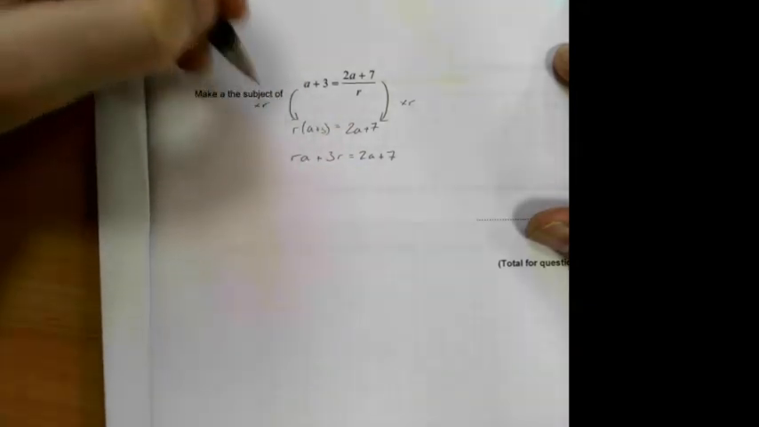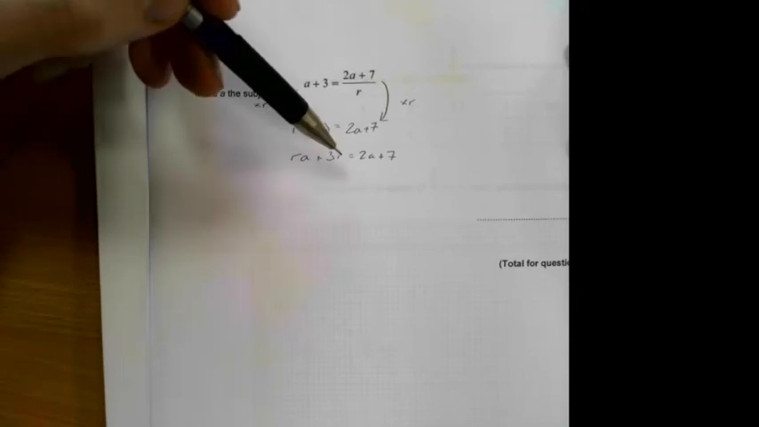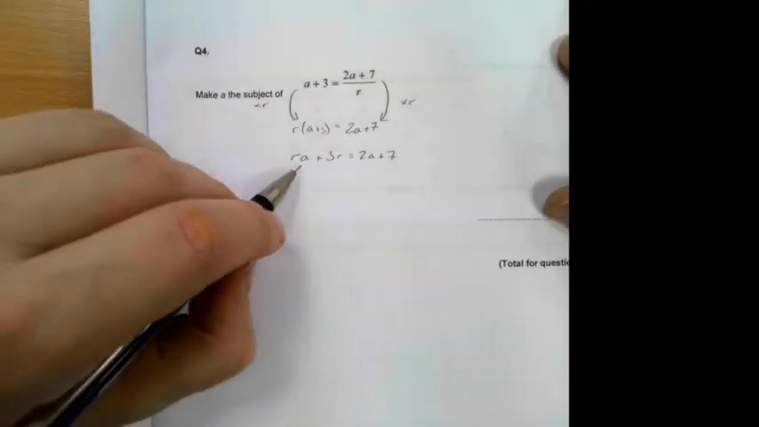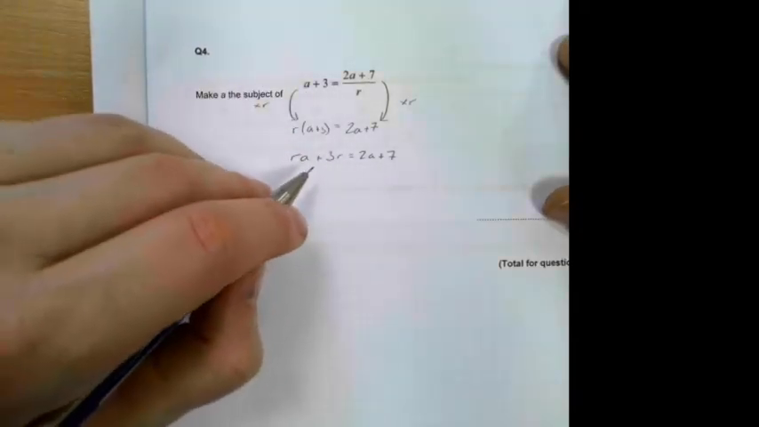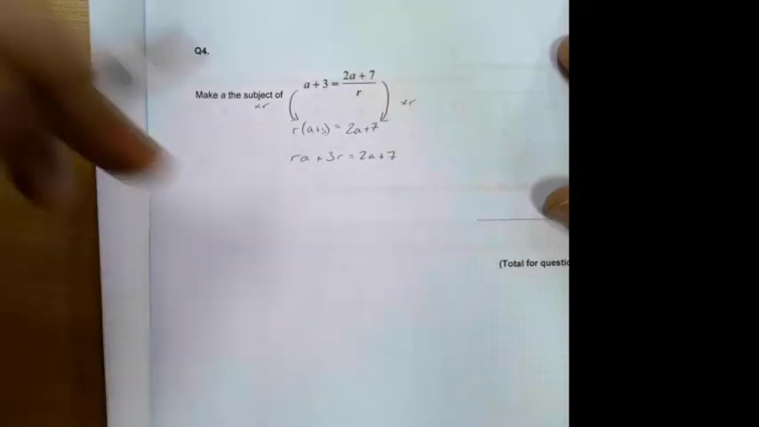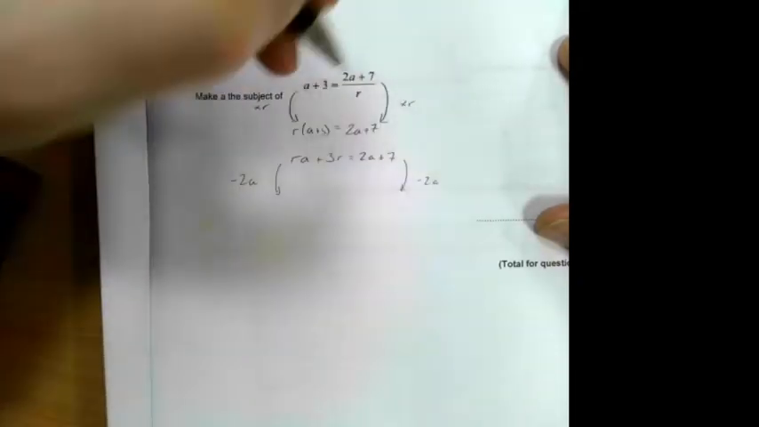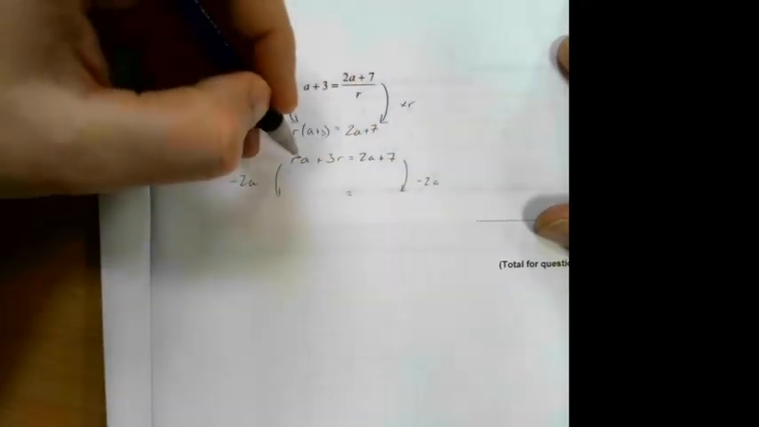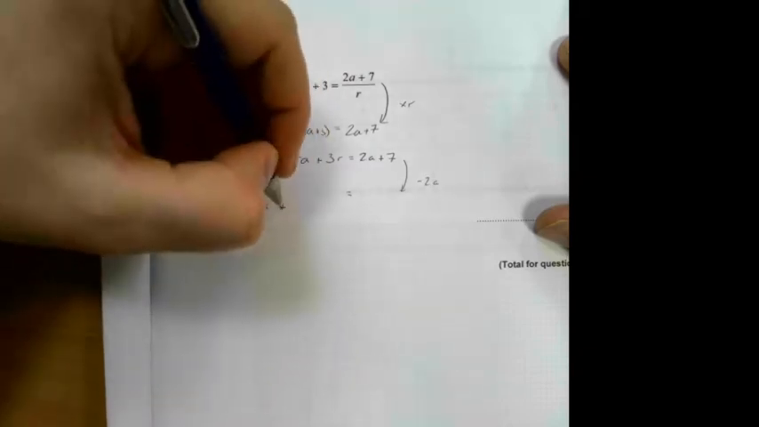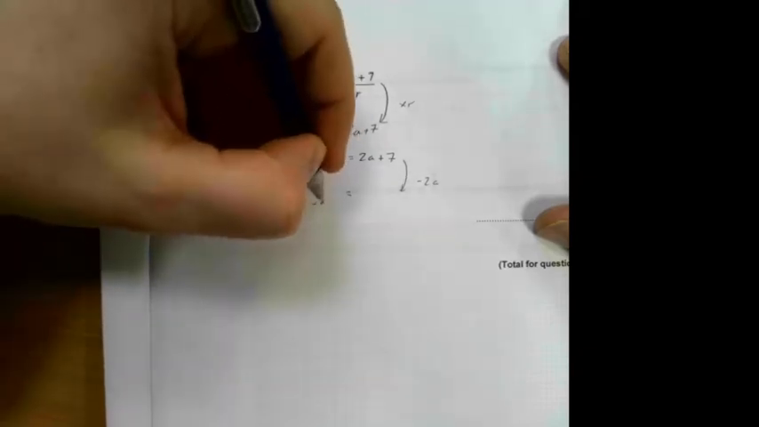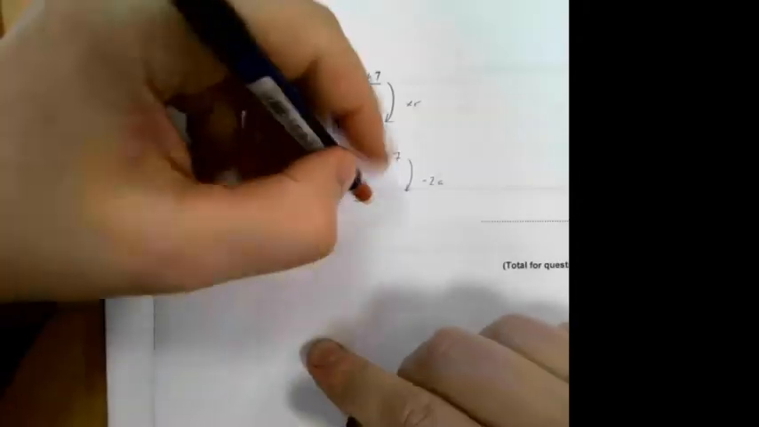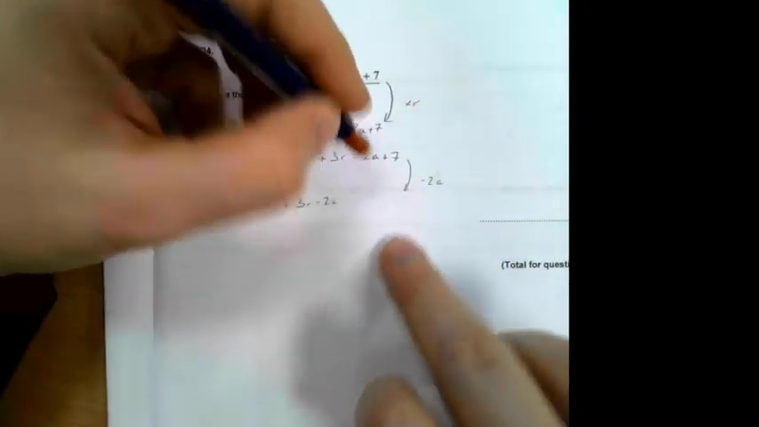Now, if I'm trying to make A the subject, this is quite difficult making the subject problem because we've got A's in two different locations. So we want to get these A's on the same side. And so I'm going to start by subtracting 2a from both sides. And that will mean that I've got my ra plus my 3r minus 2a equaling my 2a plus 7 minus 2a, so it's just leaving me with 7.